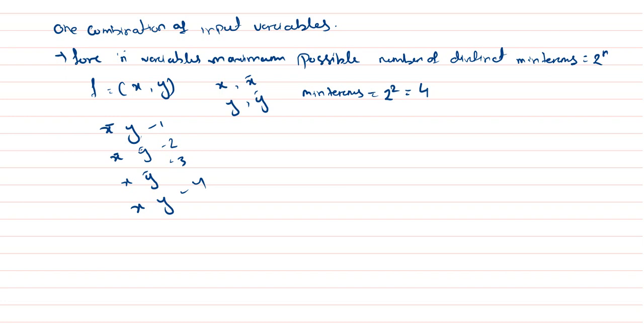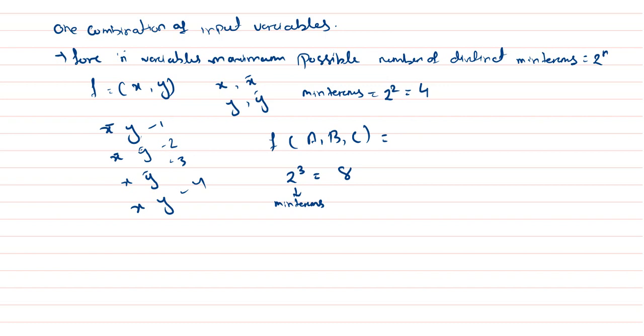For example, I have a system where the variables are a, b, c. Now the question is, what are the possible min terms? Here the possible min terms will be 2 to the power 3, that is equal to 8. So 8 different min terms can be formed.